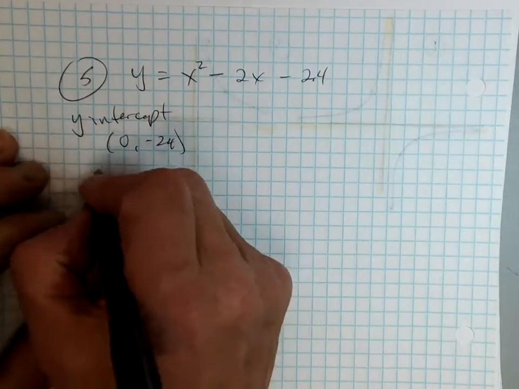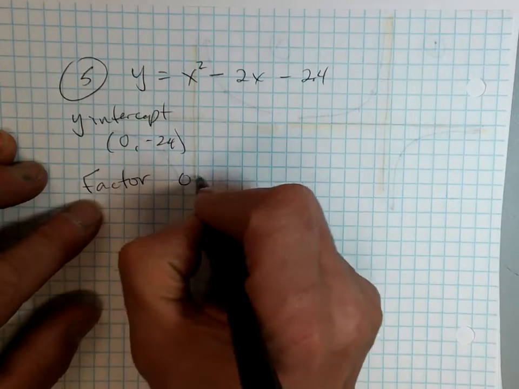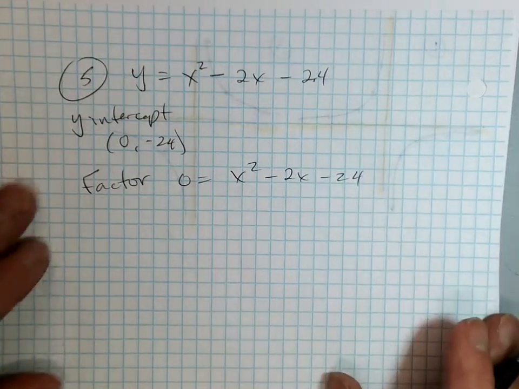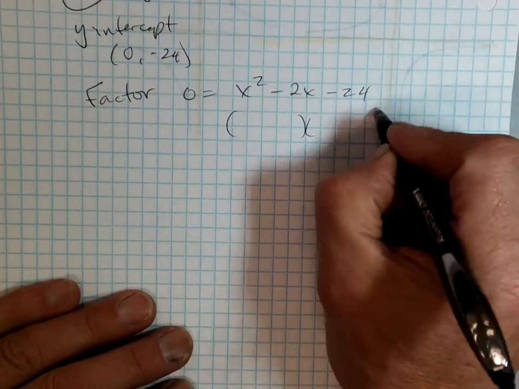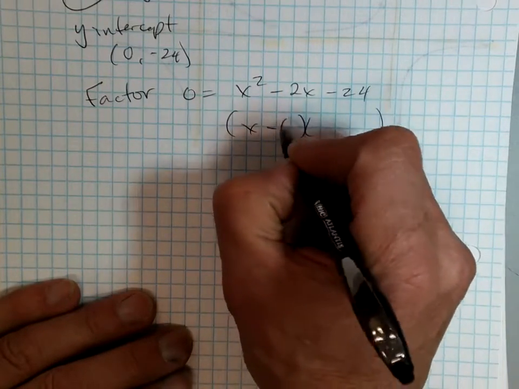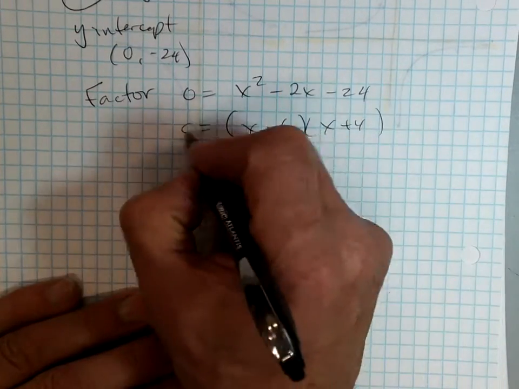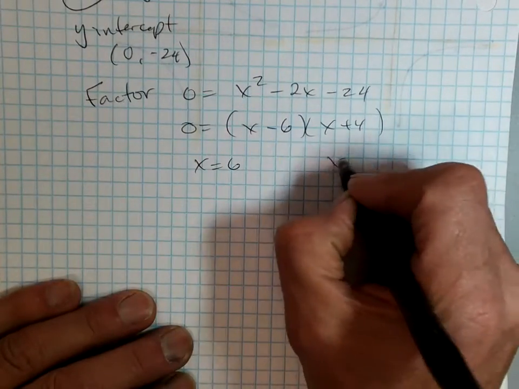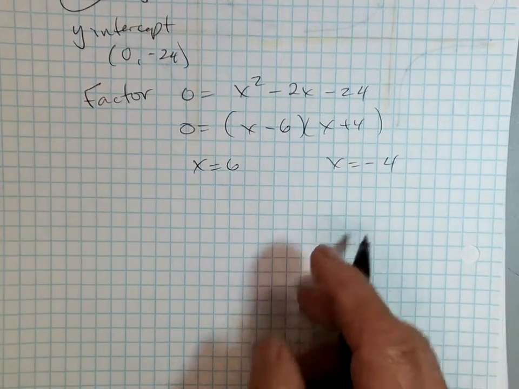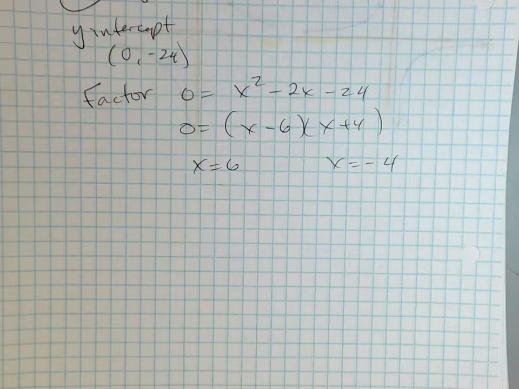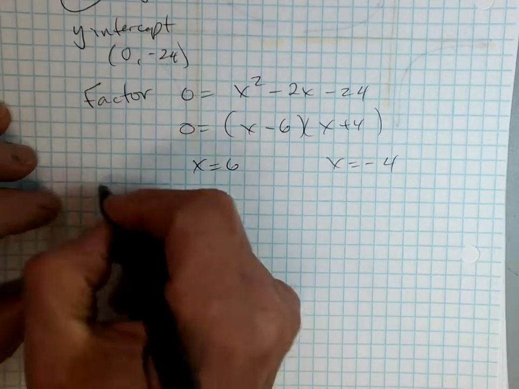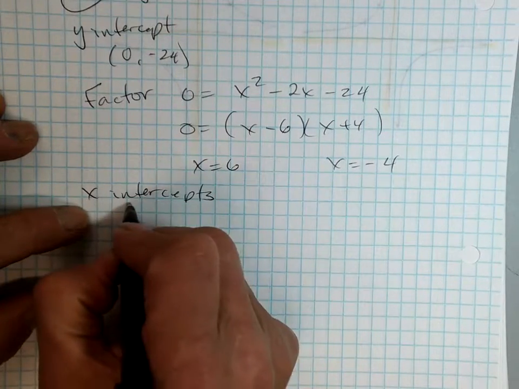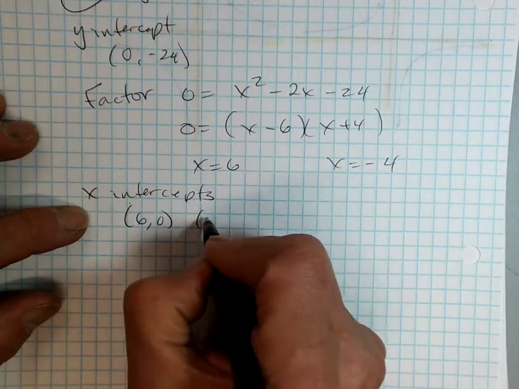And now let's factor. Set it equal to 0 and factor. If I factor it, minus 6, positive 4, right? So we'll get x equals 6 and x equals negative 4. Now, those are zeros, which are also x-intercepts, okay? So I have x-intercepts at (6, 0) and at (negative 4, 0).